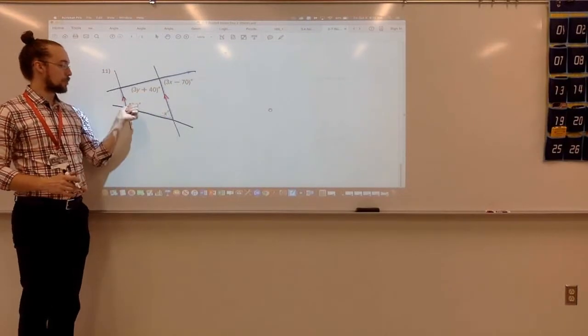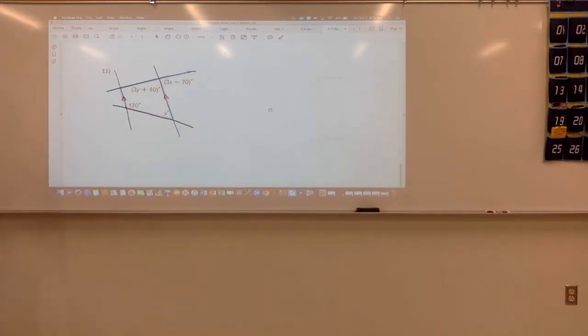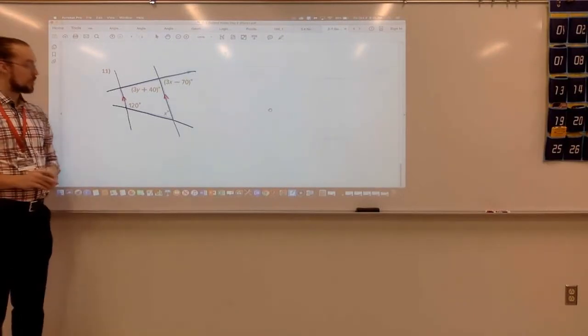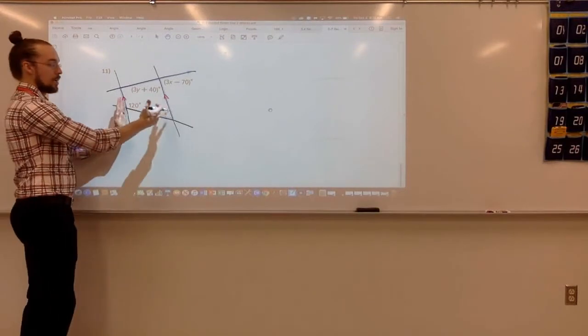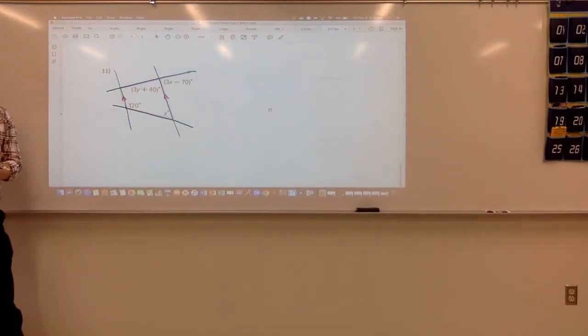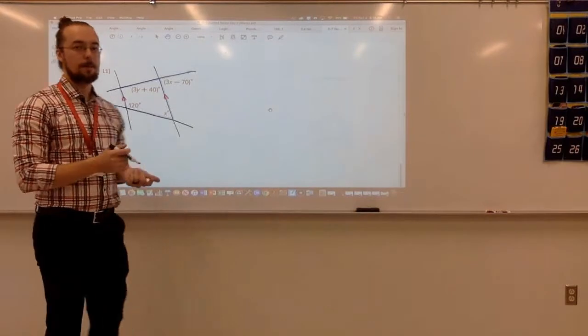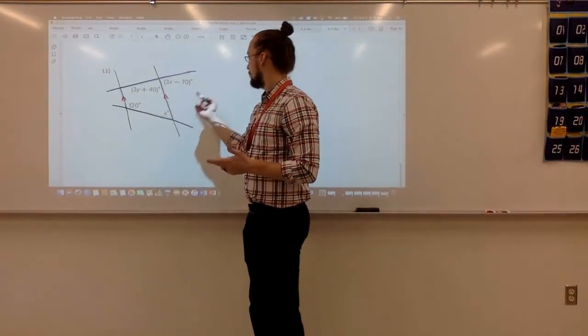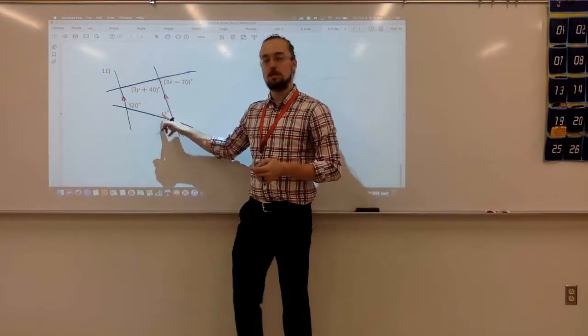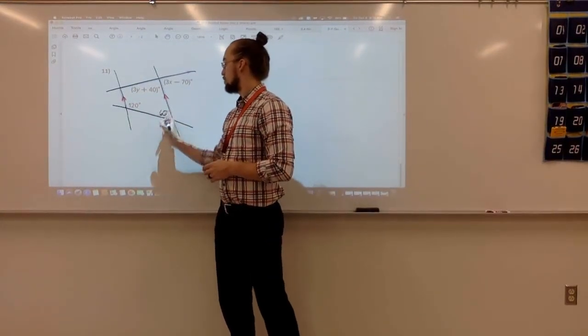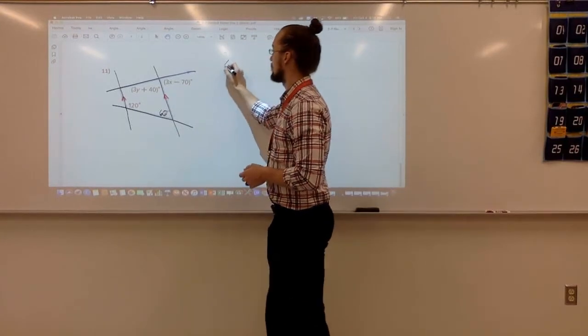What would the relationship between these two be? Not corresponding. It's consecutive interior, right? They're on the same side of the transversal, both on the inside of the parallel lines. So are they equal, or do they add to 180? Add to 180, right? So we don't even have to set up an equation. If this one's 120, what's this one? 60. So we found that x is equal to 60.